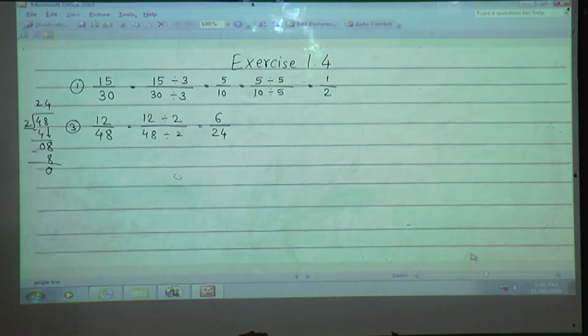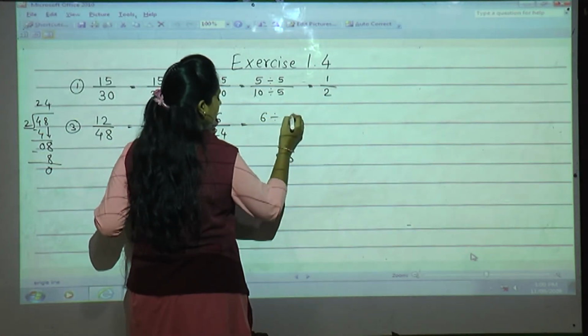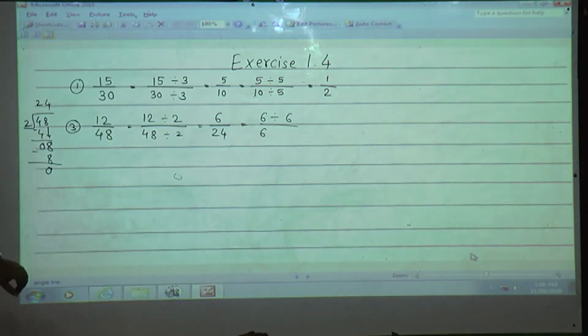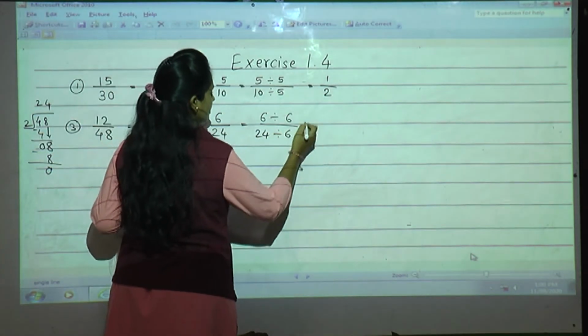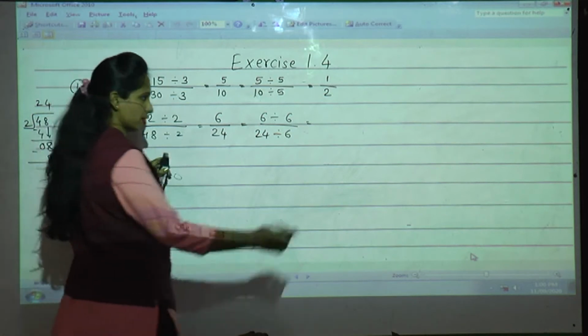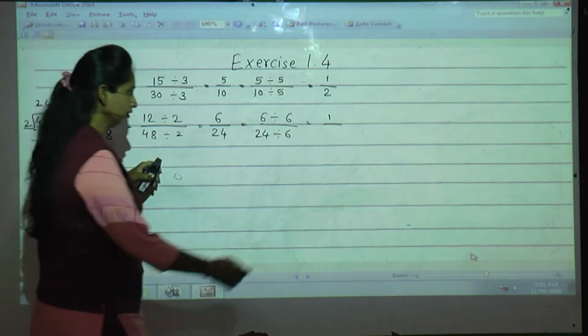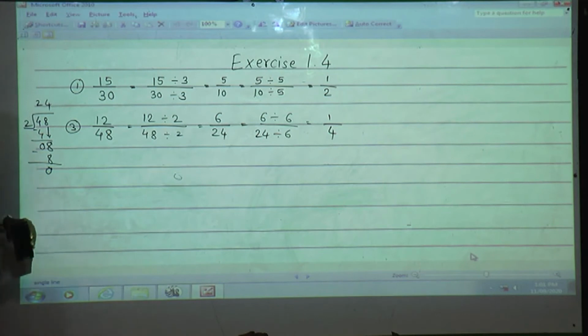Now again we need to simplify this number. How we can? See, with 6 only. 6 divided by 6 and 24 divided by 6. 6 divided by 6 we get 1. 24 divided by 6 we get 4, because 6 4s are 24. So what is the answer? 1/4. Clear? Yes. Now next example I will solve.